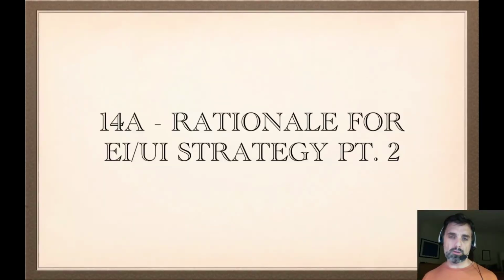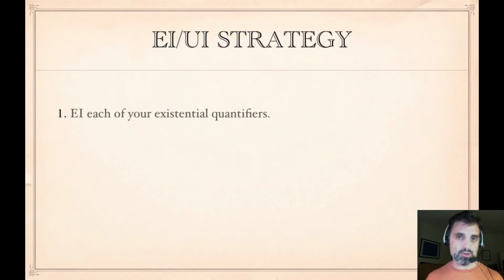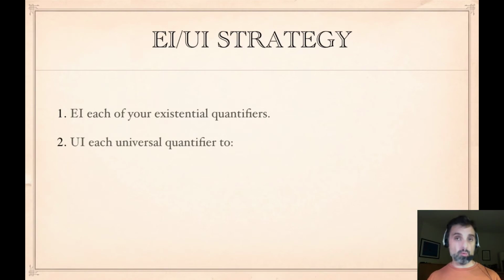Okay, so continuing in our discussion of the rationale for the EI+UI strategy, let's just remind ourselves of what the EI+UI strategy does. The first step is we take each of the existential quantifiers and existentially instantiate them, and you do that once. Remember, EI is always to a new free variable. And then you take each universal quantifier and apply UI to it. And remember that UI can be to any term you want.